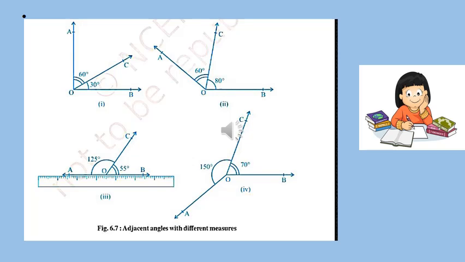So in this way, dear students, when you get angles, they may be adjacent angles, complementary angles, supplementary angles, linear pairs of angles, or vertically opposite angles.